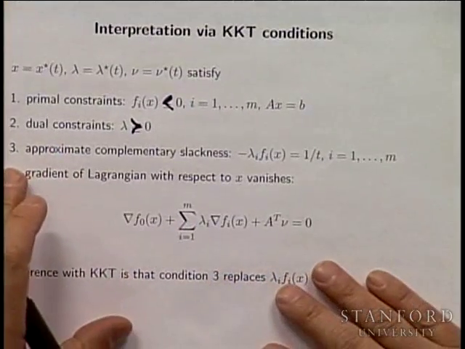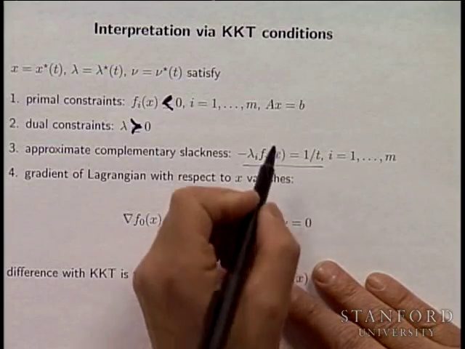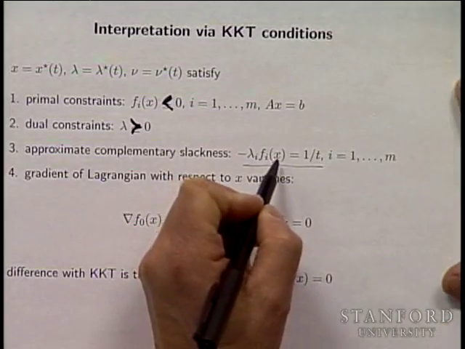So those are positive. Okay. Now here's the cool part. The optimality condition. Well, this is our definition of what lambda I is. We actually get minus lambda I fi of x. This is, if you're on the central path, equal to 1 over t.